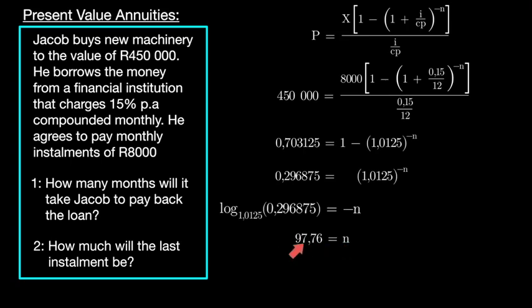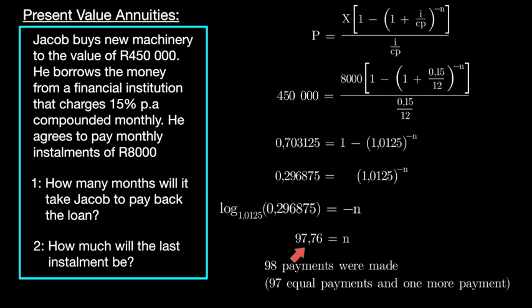Now, what does this 97,76 basically mean? Well, there were 97 equal payments, but then we also had to make another payment that is worth 0,76. Now, we cannot simply just say it's 0,76 of our normal equal payments because it also contains interest. But what we do know is that there is another payment that is not a full payment. So how many payments, how many months will it take Jacob to pay back the loan? There are 98 payments. Got it?